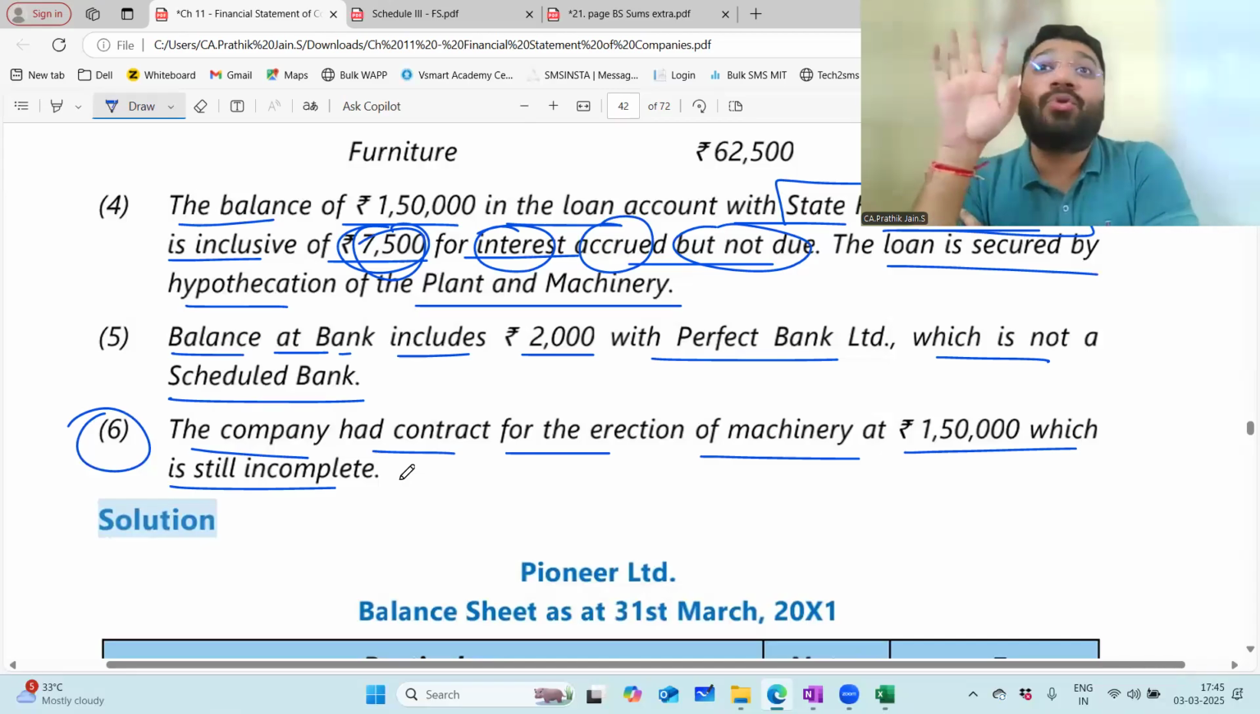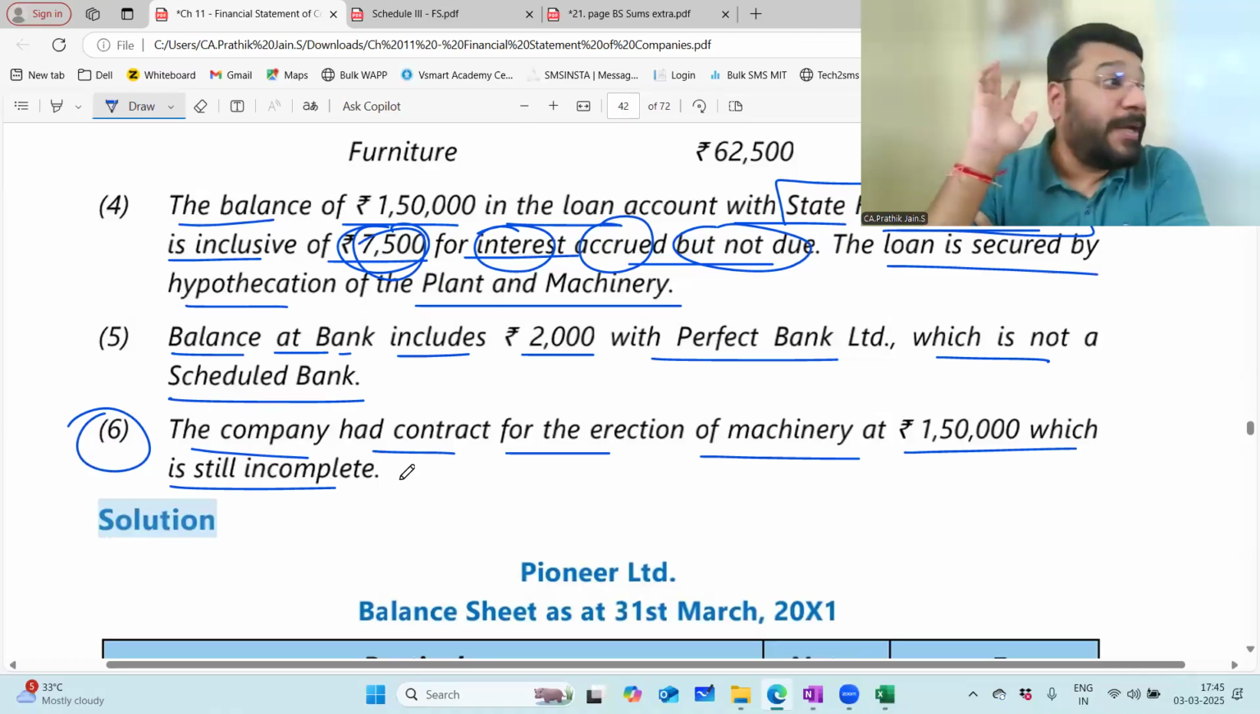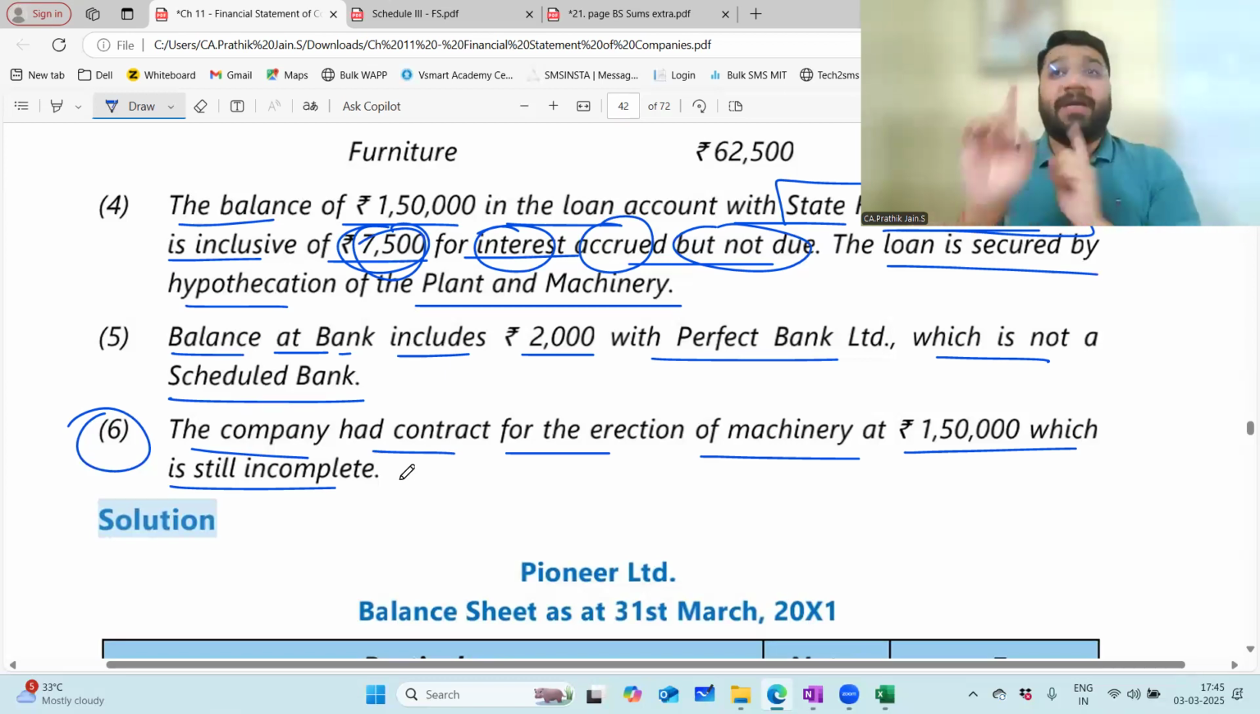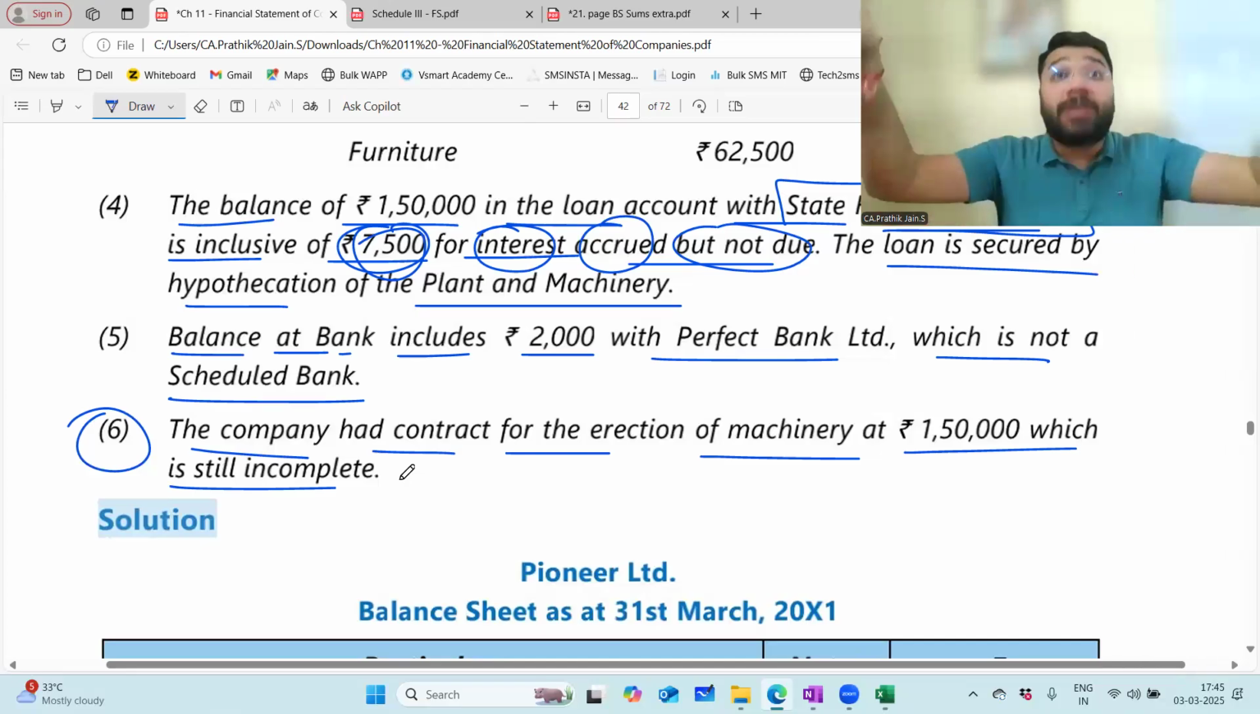Here, see, there are two types of question that can come into your mind. Guys, listen. The company had a contract for erection of machinery. First, am I the company who's doing the erection of the machinery? No. Or am I the person who's given the contract to somebody who was supposed to do the erection of machinery?